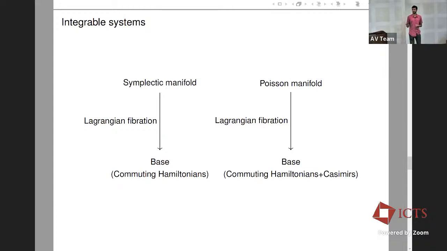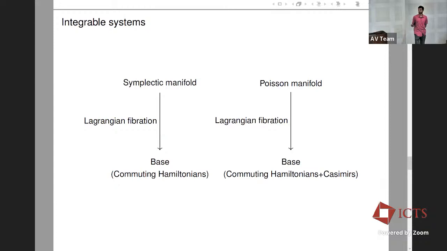So another way to think of this is it's a space in classical mechanics which has as many conserved quantities as possible. So the reason it's called integrable is in this case you can explicitly integrate the equations of motion because you have so many conserved quantities.